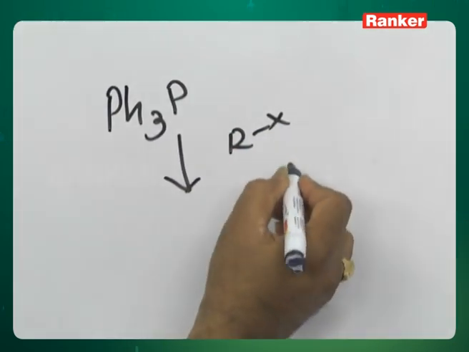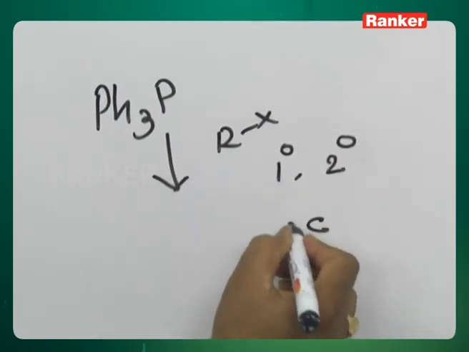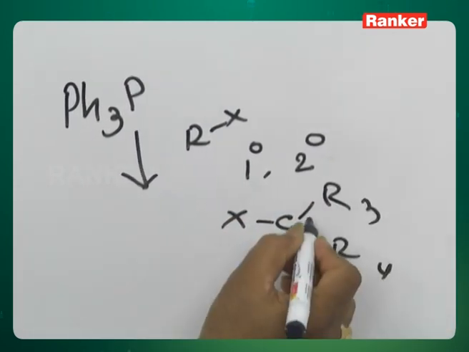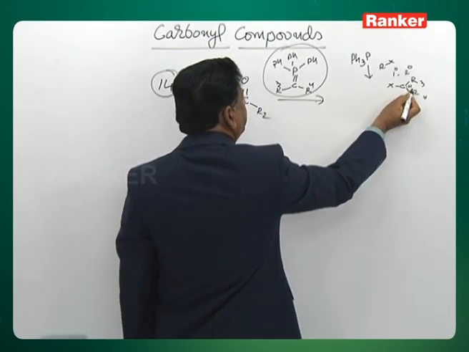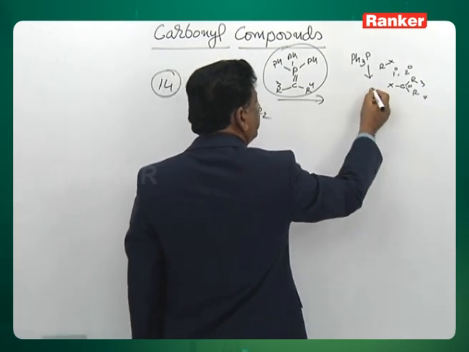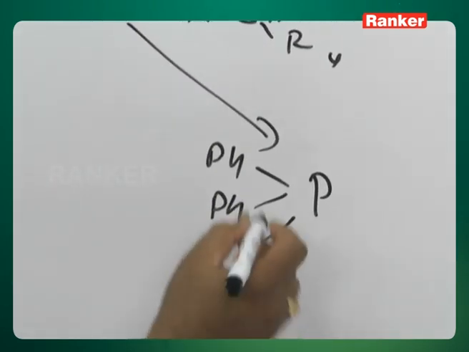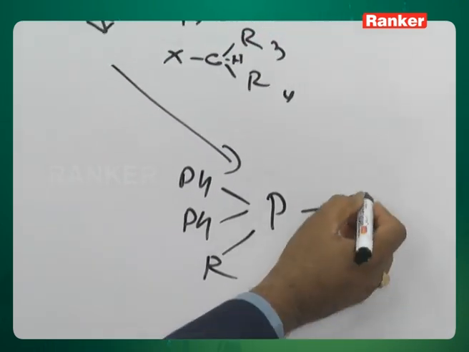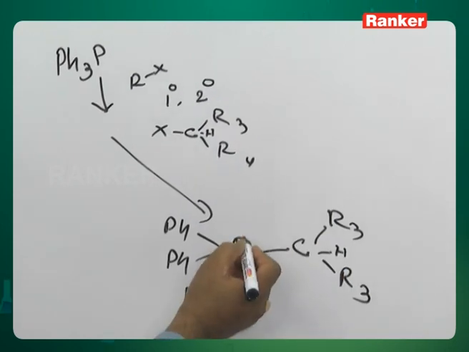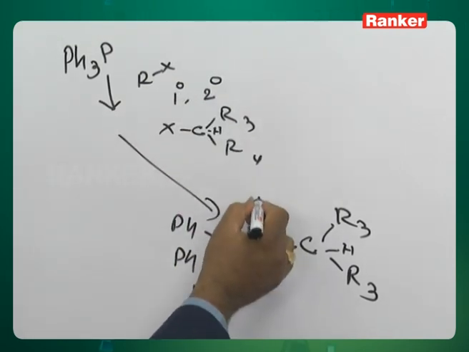This alkyl halide should be 1 degree or 2 degree. For example, if I take a 2 degree alkyl halide, minimum 2 R's will be there, R3 R4, and 1 hydrogen will be there. This hydrogen is used for the elimination. After adding on this compound, you will get a reagent with the triphenyl phosphorus. This carbon is added, containing R3 R4 and 1 H. So you have a plus here, and after adding, the halogen will be here, X minus.